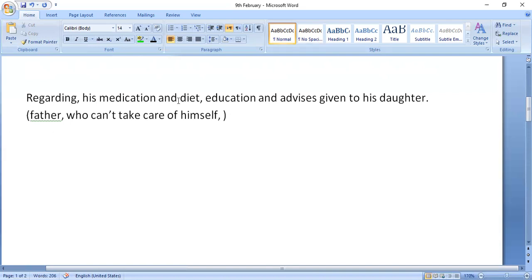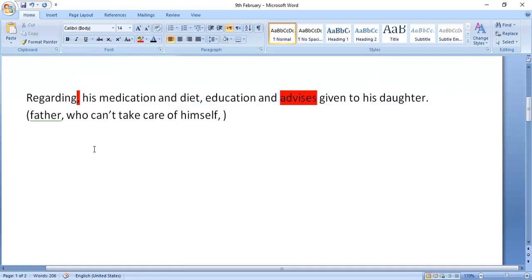Now look at the sentence: regarding his medication, diet, education, and advices given to his daughter. Is this sentence easy to understand? Very difficult. Okay, grammatically not good, and not well organized. So regarding his first stuff, we don't need a comma here. Okay, advices we don't use in plural form. This is not one advice and this is more than one advices. So this is not a good sentence.